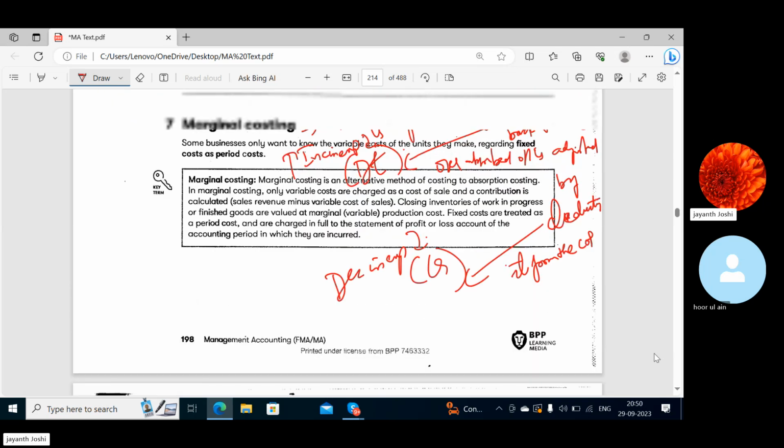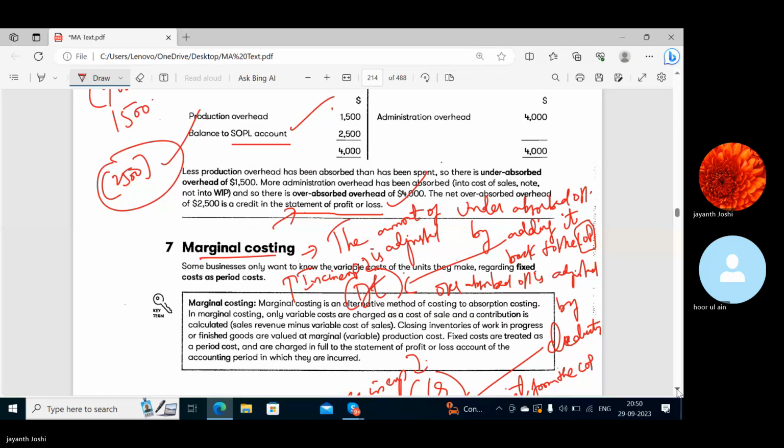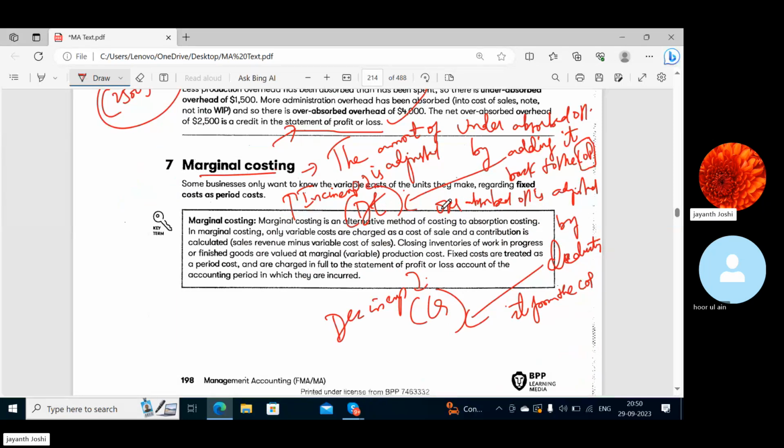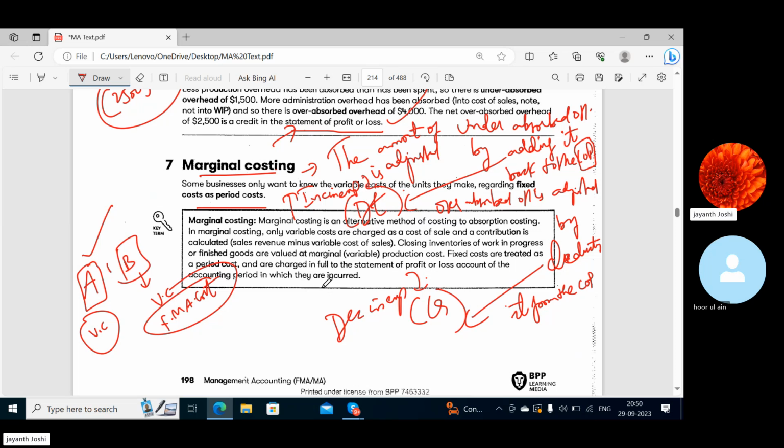Now we are entering into the next topic called marginal costing. Some businesses only want to know the variable cost of units they make, regarding fixed cost as period costs. So there is a company A and a company B. Company A only gives importance to the variable cost, and company B gives importance to the variable cost and the fixed manufacturing costs. So we will see the differences here.